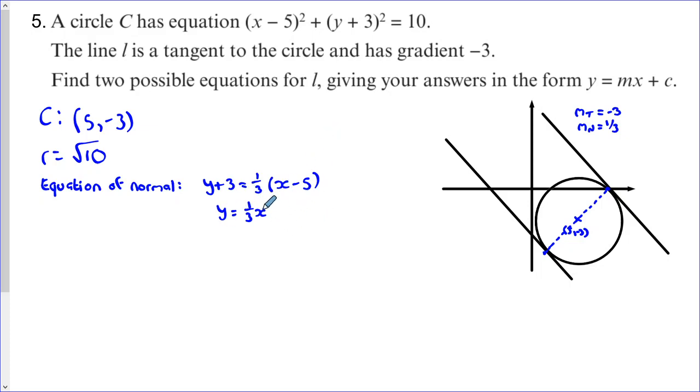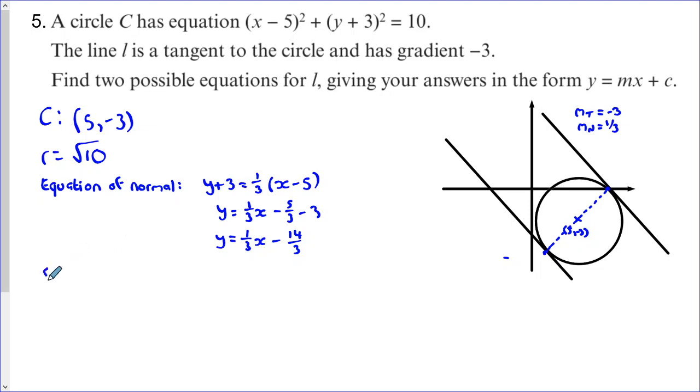So I'll need y as the subject. So 1/3 of x minus 5/3, take 3. That's 1/3 x, take 14/3. So that is the equation of the normal. The blue dotted line has this equation. I need to find these 2 points, so I'm going to find where that dotted line intersects with the tangents.